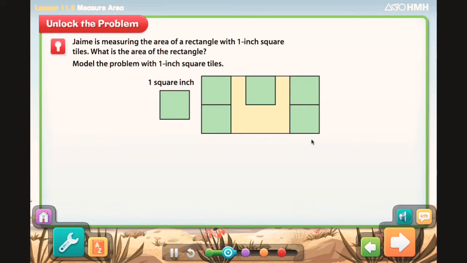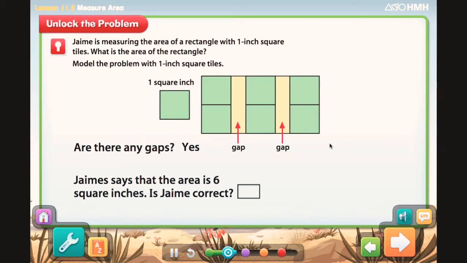In order to find the area of a polygon or of a figure, it has to cover the entire space. I do see that there are some gaps here, and those gaps can't be there. We need to figure out how we can fill in those gaps. So yes, all 6 of these square inch tiles fit. Do you think that's the area? It's not, because we cannot have any parts not covered. So no, this is not the area of the rectangle.